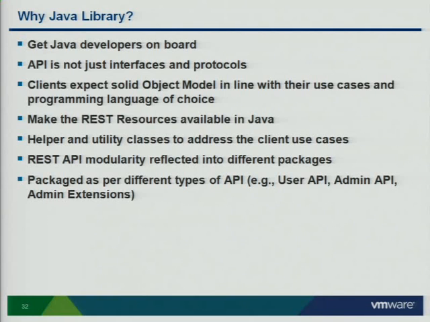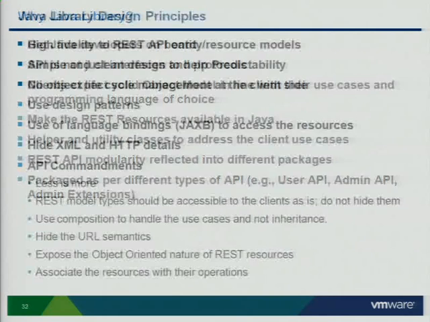There's another big motivation for why we want to write the SDKs. We are going to make the REST resources available in your programming language, in this particular case, Java. And one of the things that we want to do is not hide the resources or the entity model that the vCloud API has defined, but provide you wrapper classes or utility classes and methods that can make the developer's life easy. You just saw that the vCloud API is compartmentalized. We have user API, admin extension. We reflect that in our Java SDK by creating different packages.